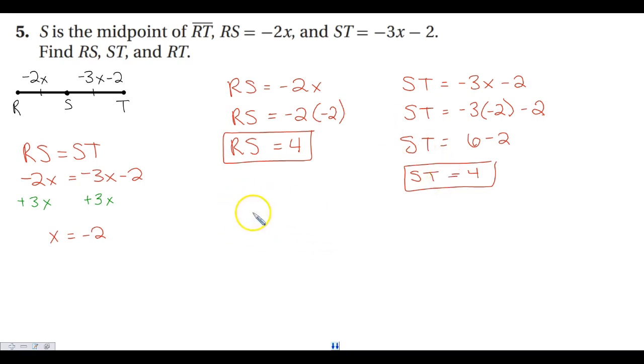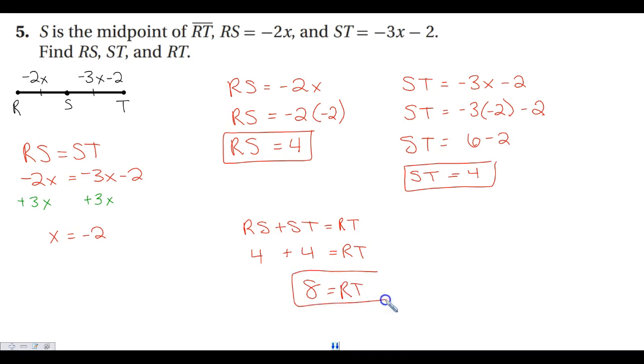Then when I find RT, I'm going to be looking for RS plus ST is equal to RT. And again, I know that you can do this in your head, but for now, I want you to write it down. So it's going to be 4 plus 4 is RT, and RT is 8.